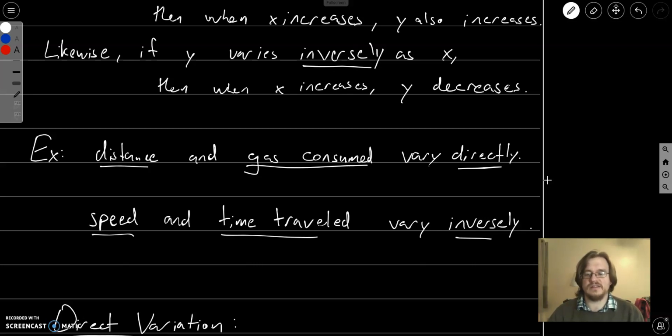Whereas if you look at the speed at which you're traveling and the time it takes you to get to your destination, these will vary inversely, meaning the faster you travel, the less time it takes, or the slower you travel, the more time it takes. So these will vary as sort of opposites of one another. These will vary inversely. So this chapter just looks at taking this information and writing down an equation that will help us answer some questions.